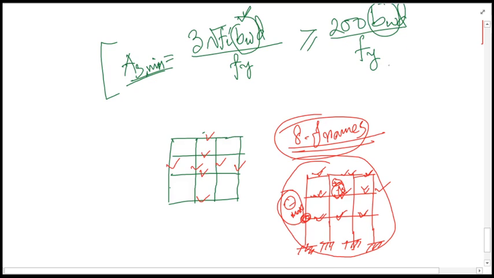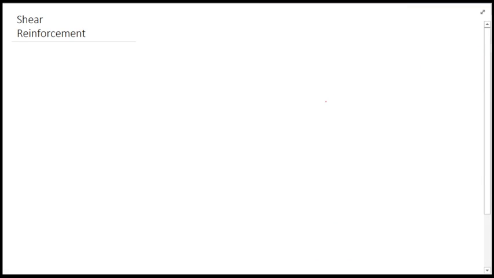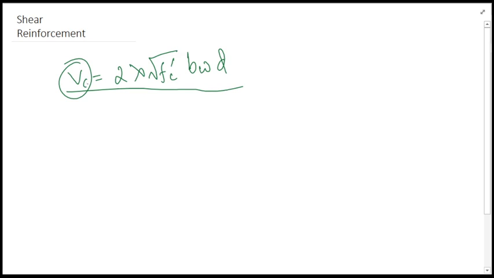Now we'll be going for the shear reinforcement. We'll be starting the shear reinforcement and how to design it. To start with, I suggest you recall the formula we have used. This is a very well-known formula: Vc = 2 lambda root fc prime bw d for the strength of concrete in shear. So this Vc is nothing but the capacity of concrete in shear.